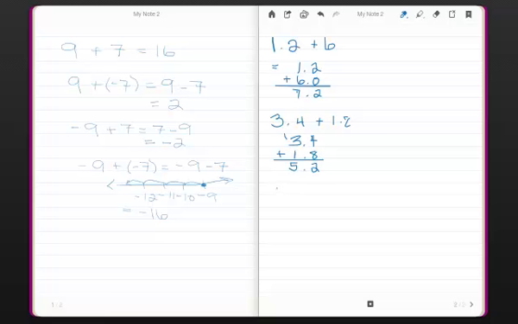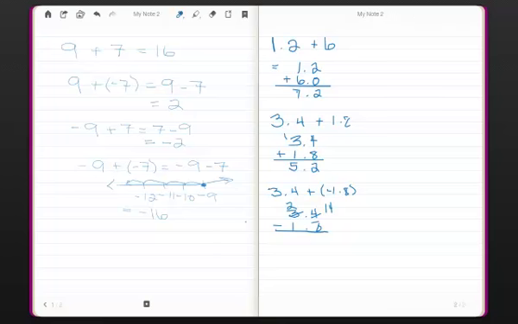And all the same rules apply that we talked about over on this side. So if I have 3.4 plus -1.8, this is the same as 3.4 minus 1.8, and now I'm subtracting. So here I'll need to borrow. 14 minus 8 is 6, so I have 0.6 here. And 2 minus 1 is 1, so 1.6.